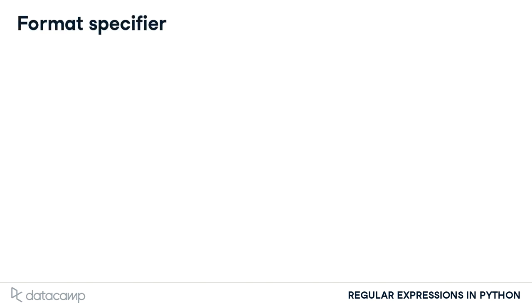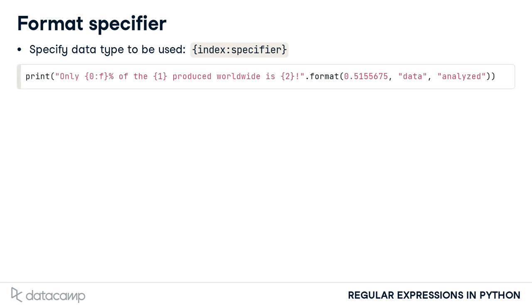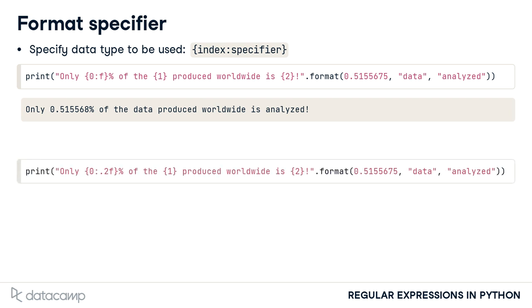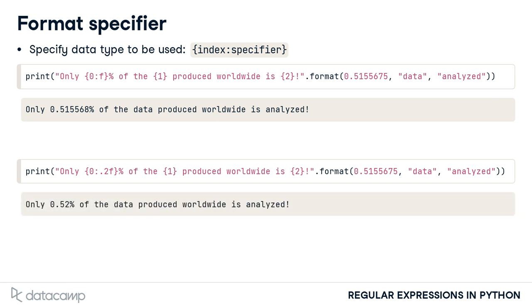We can also use format specifiers inside the curly braces. This defines how individual values are presented. We'll use the syntax index colon specifier. One of the most common format specifiers is float, represented by the letter F. In the code, we specify that the value passed with index 0 will be a float, getting the displayed output. We could also add dot 2 to F, indicating that we want the float to have two decimals, as seen in the resulting output.